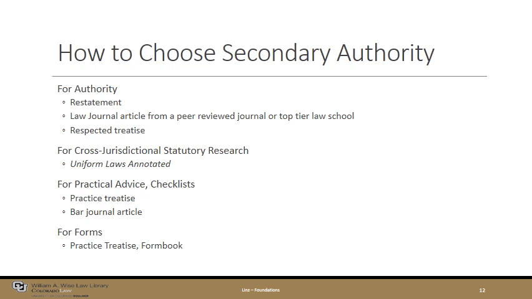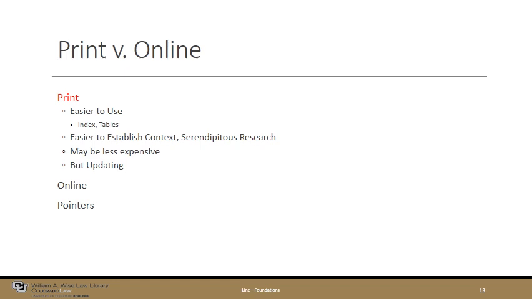And if you're looking for forms to help you draft a contract or draft a will or draft a property agreement, then you can certainly do that from a practice treatise in that subject area or from form books. So that's our broad overview of the framework for secondary authority. Before I leave this, though, I'd like to also look at the distinction between format. The two basic formats are print versus online. And there are pros and cons to using both of those.